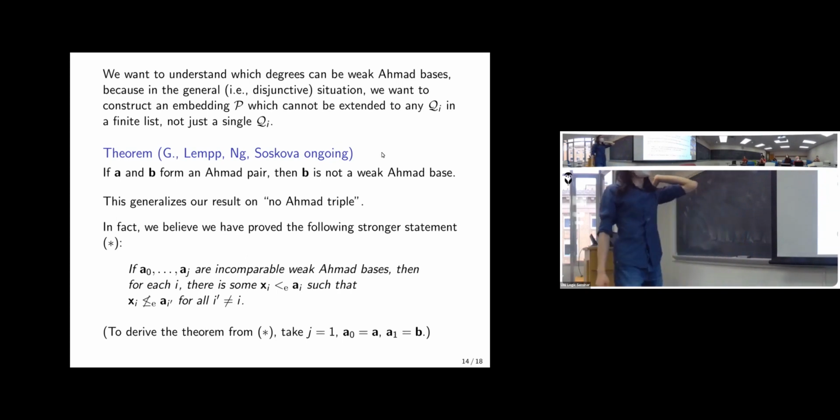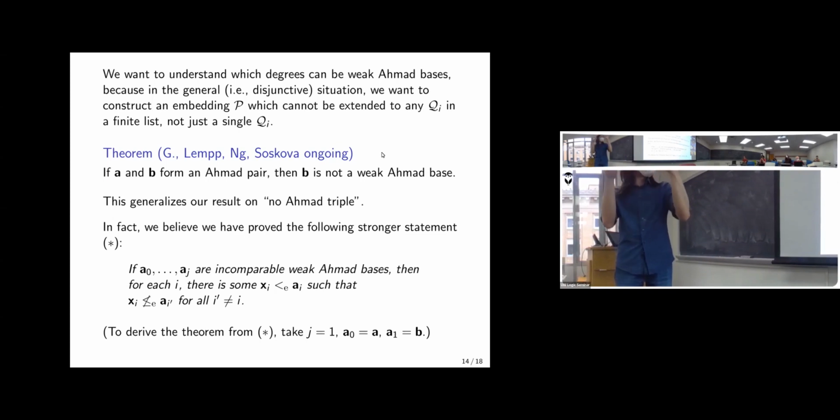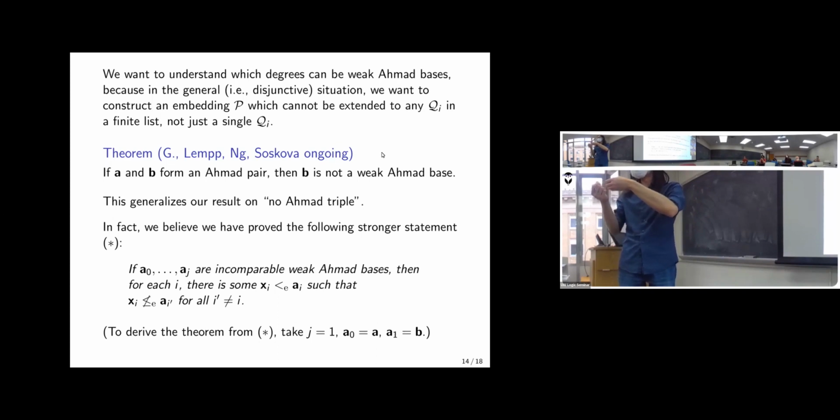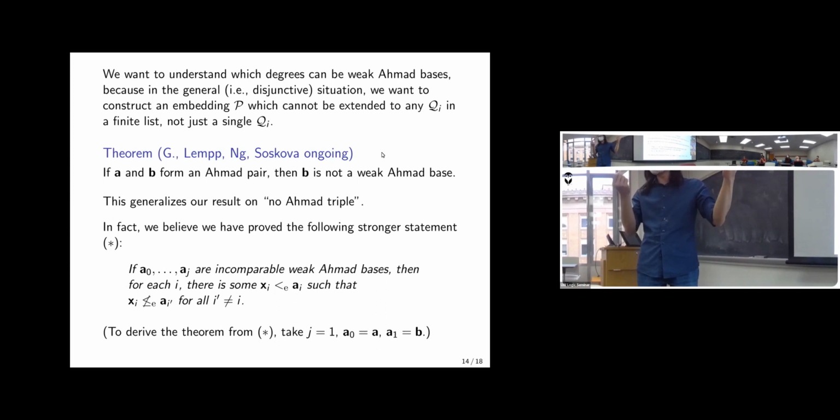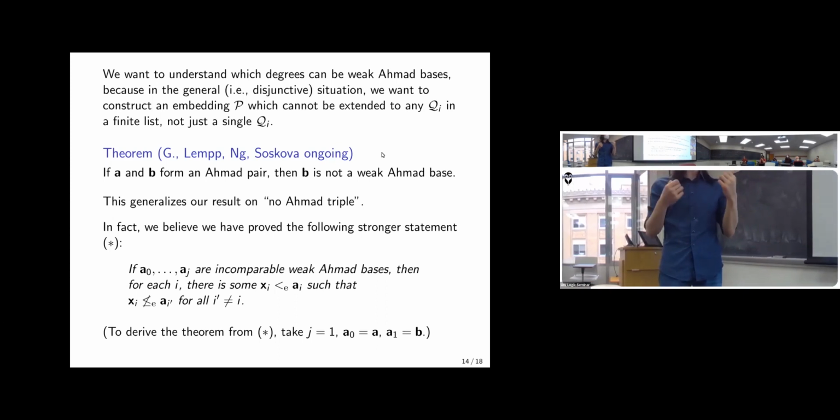Why? Well, consider this A0 and A1, in other words, A and B. Now, if A and B form an Ammon pair, then A is a weak Ammon base. If B is also a weak Ammon base, then by star, you must be able to find something that's below A, but not below B. And that contradicts the assumption that A and B was an Ammon pair, right? Ammon pairs say exactly that such things cannot happen. So that's the proof that star implies the theorem. And so we believe we have proved star, but again, it needs to be checked.